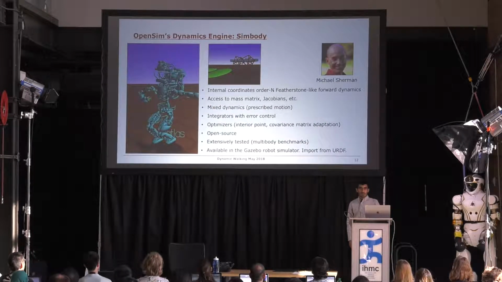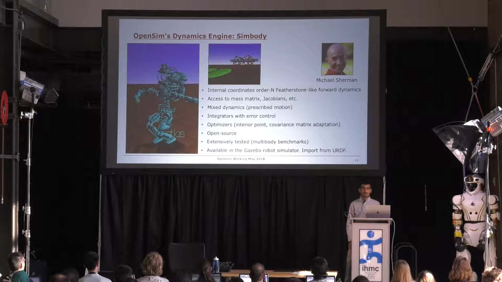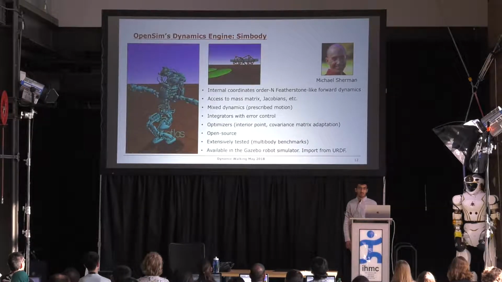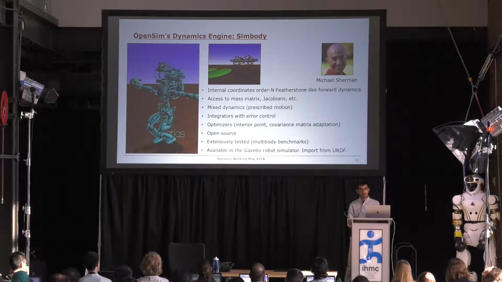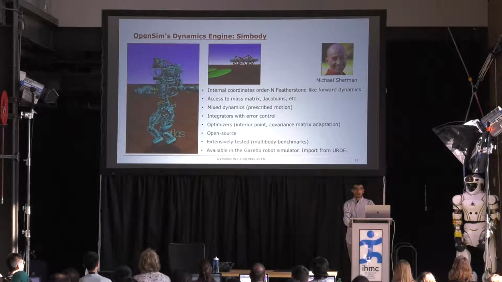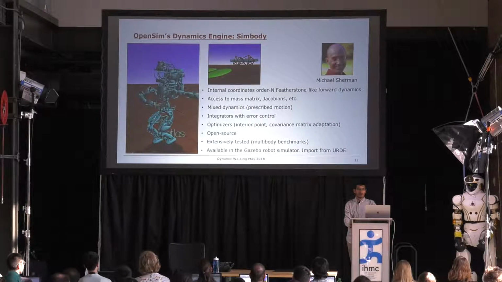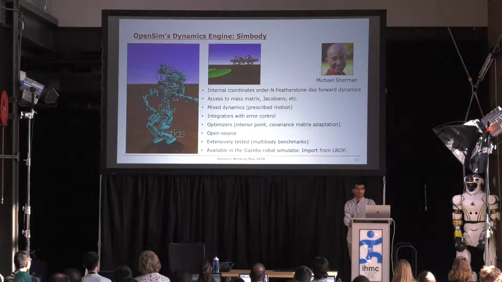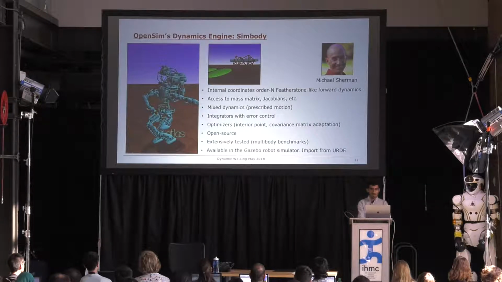To perform multibody dynamics calculations, OpenSim uses the Simbody library, which was developed by Michael Sherman, who, I don't know if maybe some of you are familiar, developed the SD/FAST library for multibody dynamics, and he now works at Toyota Research Institute on Drake. Simbody was developed with accuracy and speed in mind. Simbody performs forward dynamics calculations using an order n Featherstone-like algorithm, which allows us to simulate Atlas in real time.